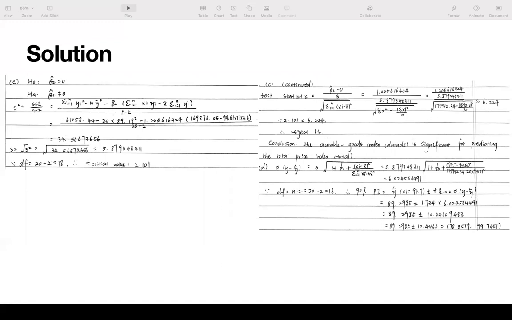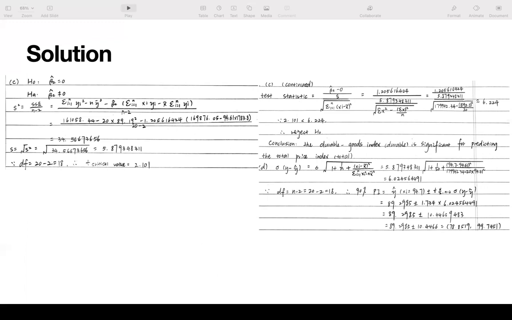And so for part C, we have the null being beta 2 is equal to 0, and the alternative being beta 2 does not equal to 0. So S squared, as we have seen in the previous slides, is equal to SSE divided by n minus 2. And so basically we plug in values and we get S squared is equal to 34.57. And we take the square root of S squared, we have S is equal to 5.88.